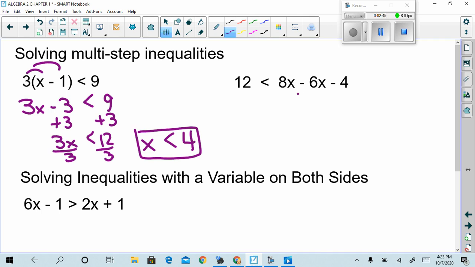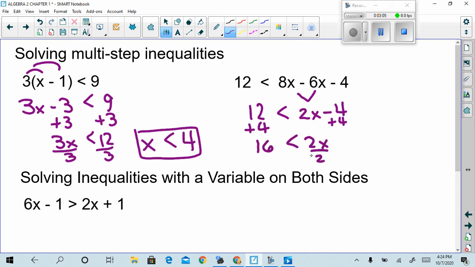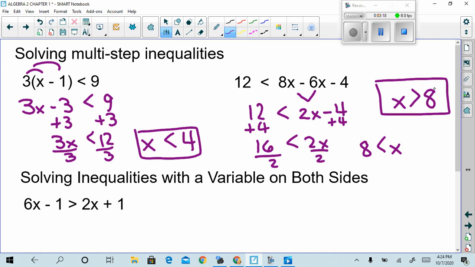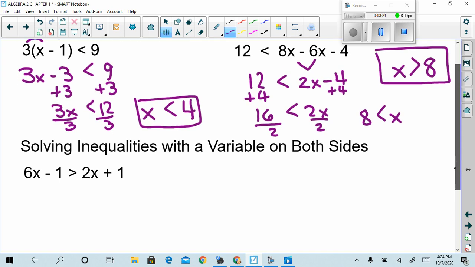This next problem has a combining of like terms. 8x minus 6x is 2x minus 4. Let's add 4 to both sides, and we'll get 16 is less than 2x. We'll divide by 2, and I get 8 is less than x. But remember, when we write an inequality, we always write the variable first, so x is greater than 8. And we started off our lesson yesterday, we were talking about those relationships.